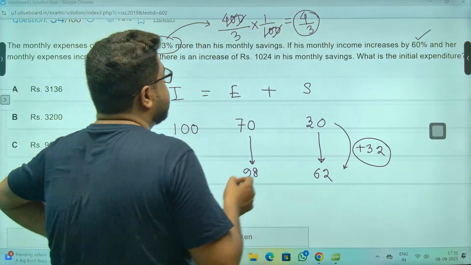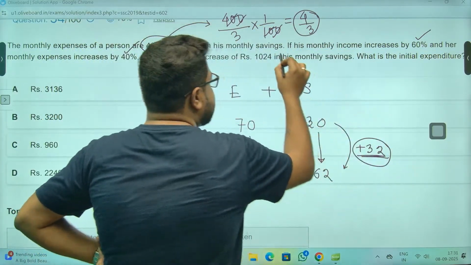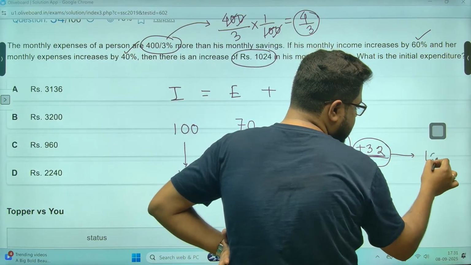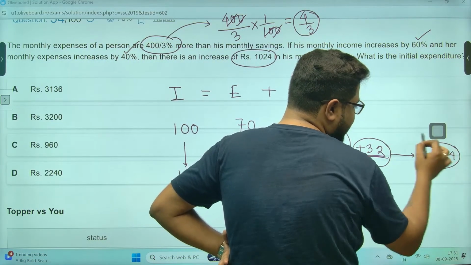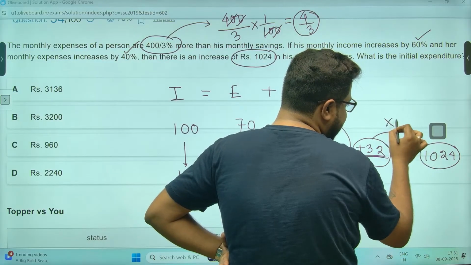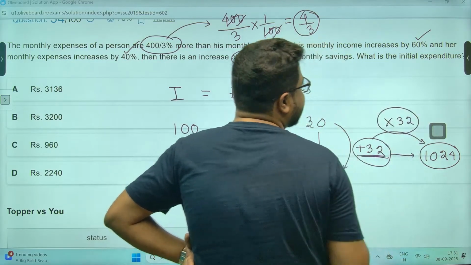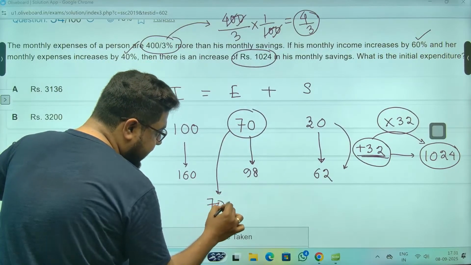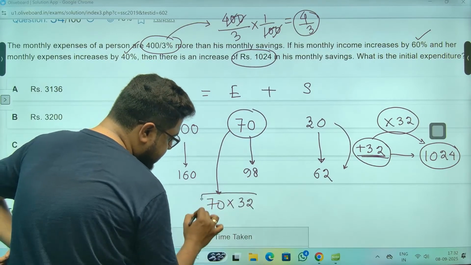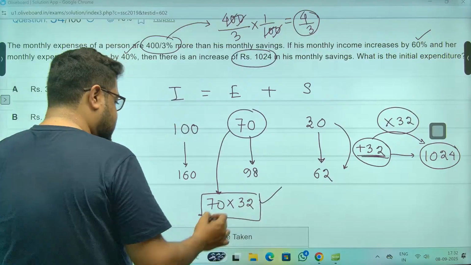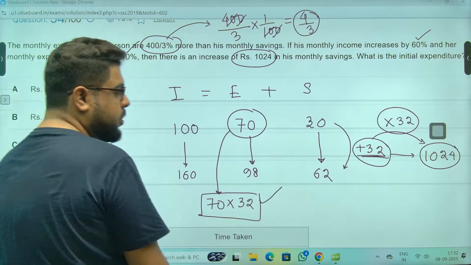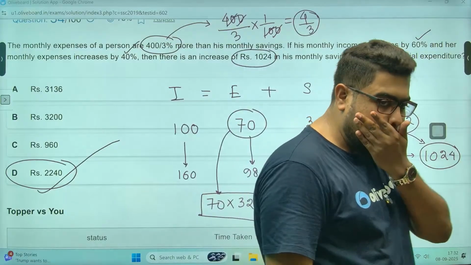Achha, 32 rupees is equal to 1024. So 32 square is 1024, meaning the multiple is 32. Correct? So initial expenditure is 70, and your answer will be 70 into 32. So 3, 7, 21, 22, 22, 22, 40 is there. Option 4 is the answer.